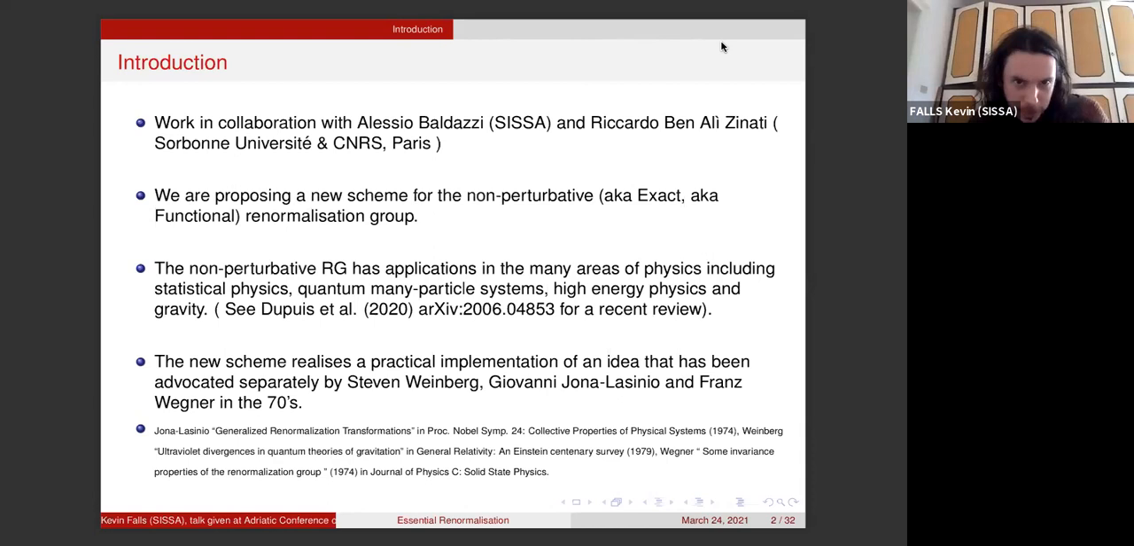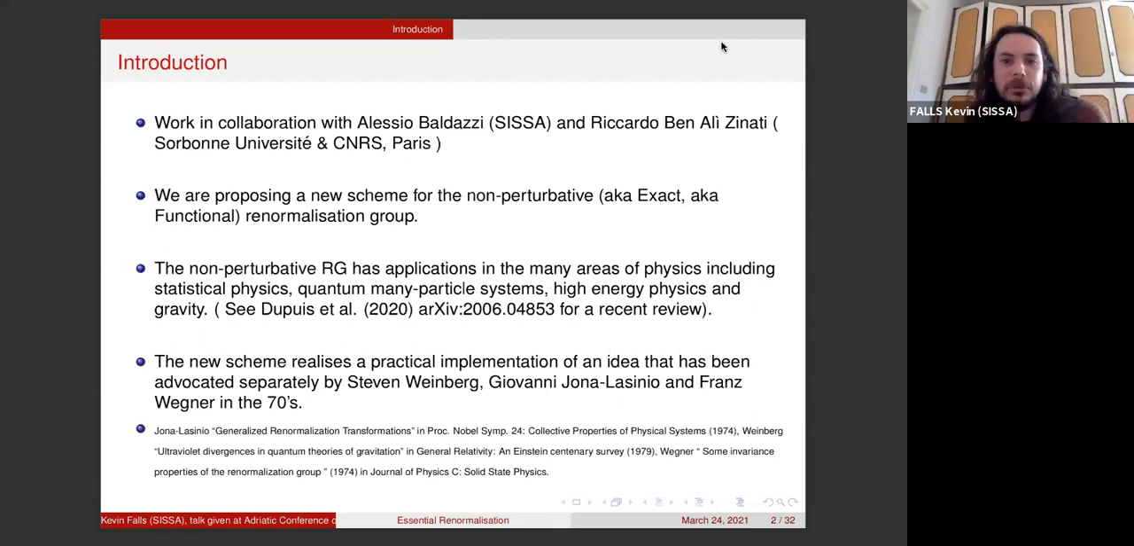It's also known as the exact renormalization group or the functional renormalization group, depending on what you want to emphasize. So these are just three names for the same method. And this method has applications in many areas of physics, including statistical physics, quantum many particle systems, high energy physics, and also gravity. So actually I come from applications in gravity, but since I've been at SISSA, I have started to explore some applications in statistical physics.